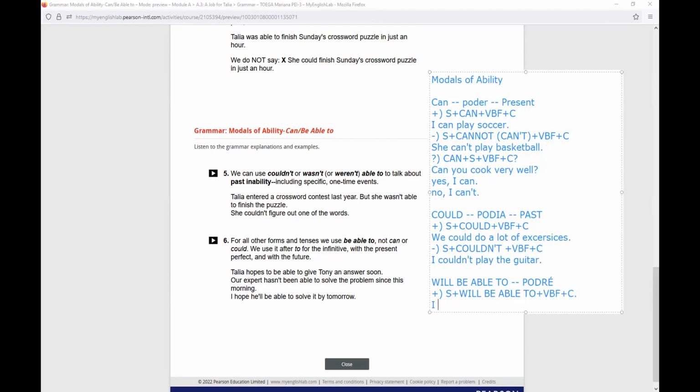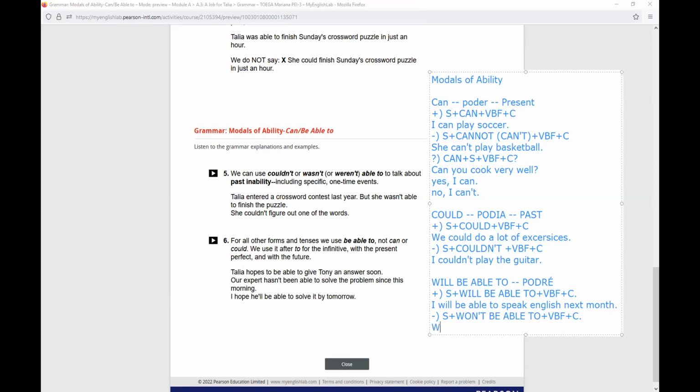For example, I will be able to, todo esto yo podré, I will be able to speak English next month, for example. Yo podré hablar inglés el mes siguiente. Okay, so this is the future of can. If I want to use in negative, I could use, but the only thing that I have to do is to put not.